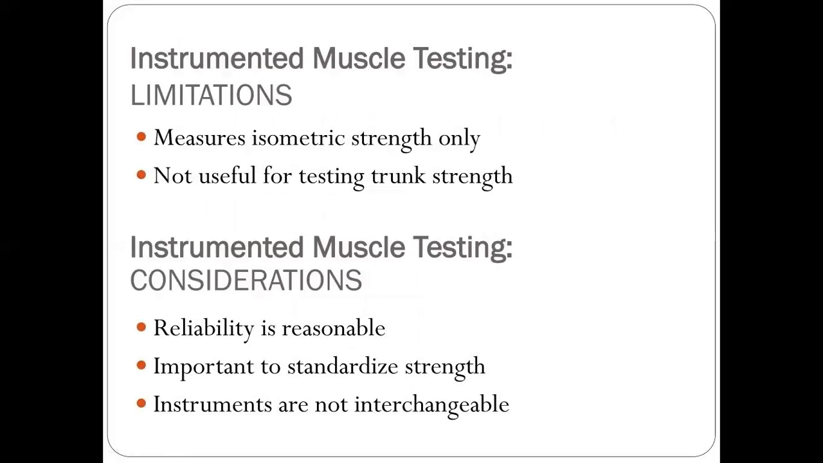Instrumented muscle testing limitations are that it measures isometric strength only and is not useful for testing trunk strength. Some considerations of instrumented muscle testing are: reliability is reasonable, it is important to standardize strength, and instruments are not interchangeable.